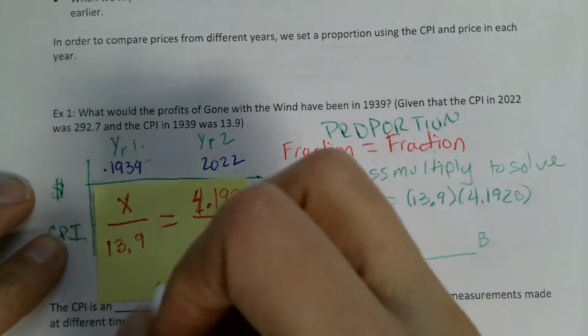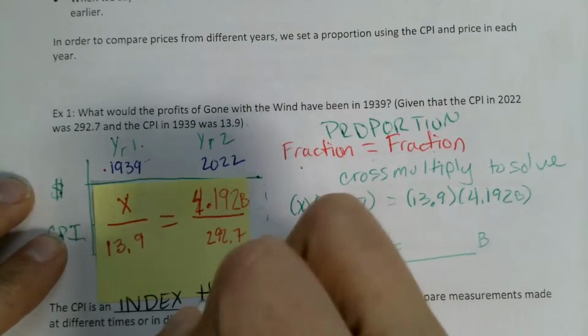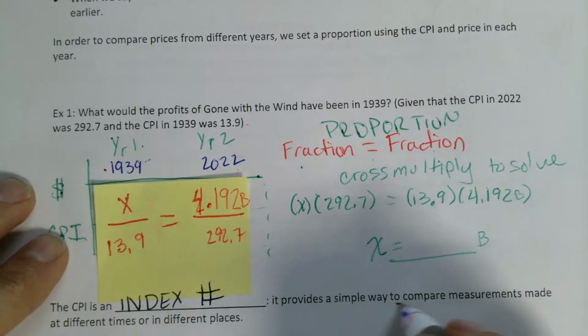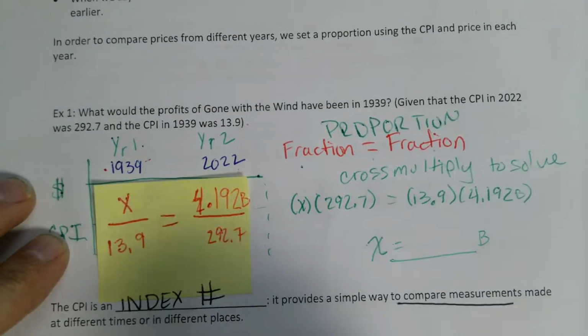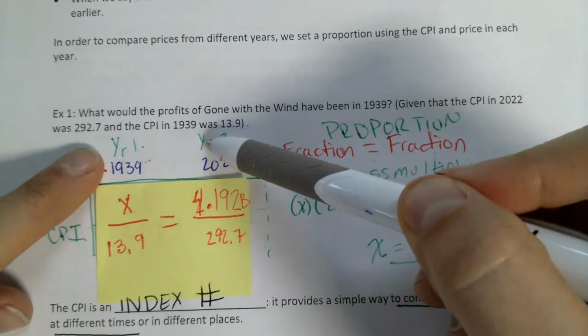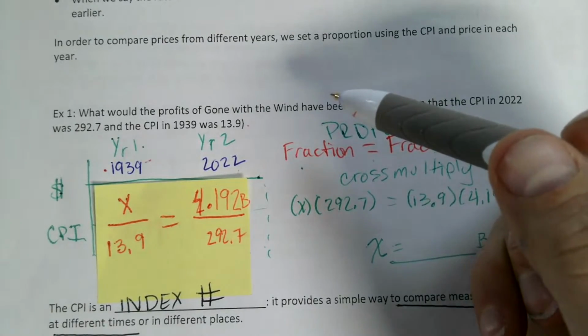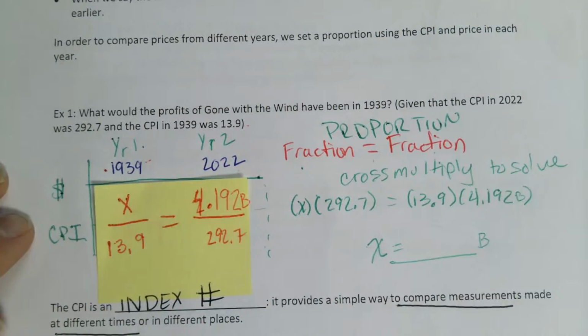So what does this tell us? The CPI is an index number. It provides a simple way to compare measurements made at different times. So here we have our two different times, year one and year two. What are our two measurements? Money and CPI. We are getting proportions to figure all this out.